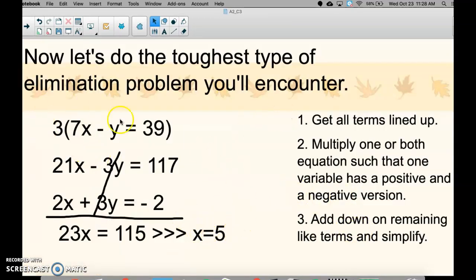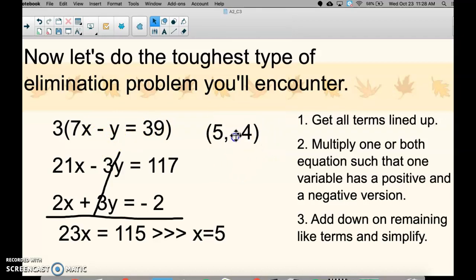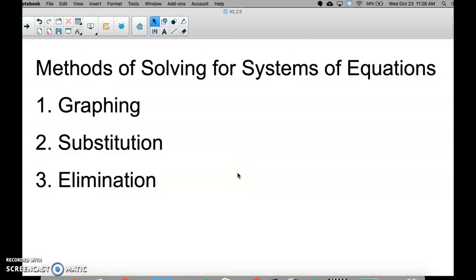So if I plug 5 back into either of my original equations, up here I'm going to get 35 minus y equals 39. If I solve that real quick, I can tell you that it's going to be negative 4. So my final coordinate pair is going to be 5, negative 4. We know that works because if we plug those back in, it will work for both equations.